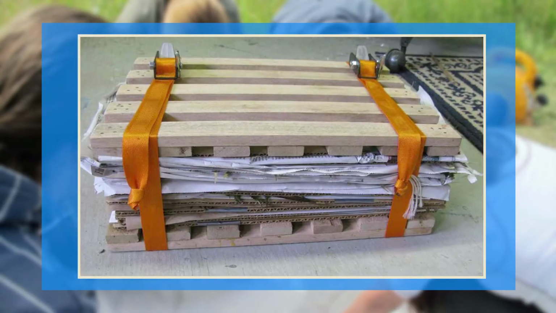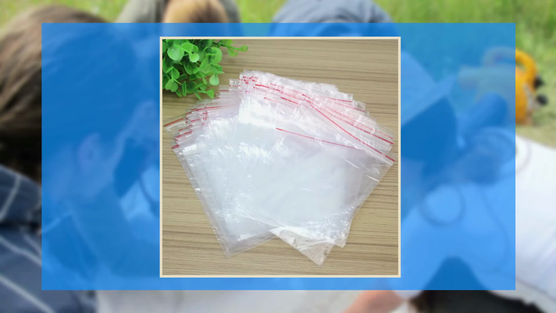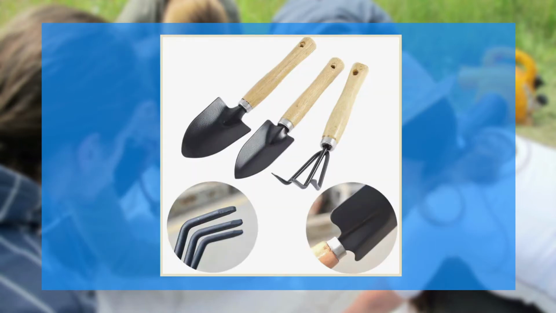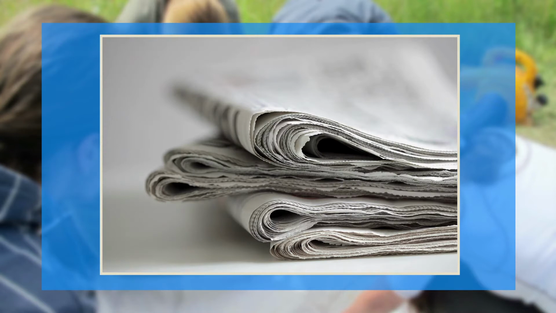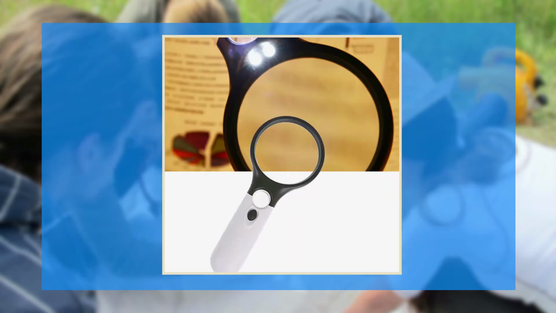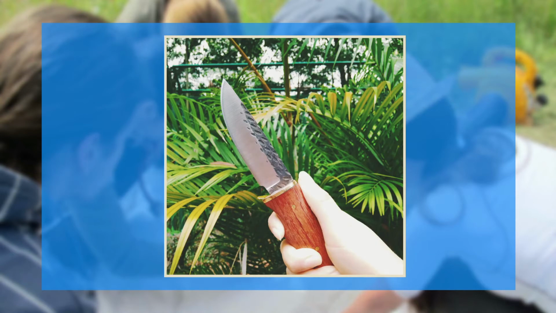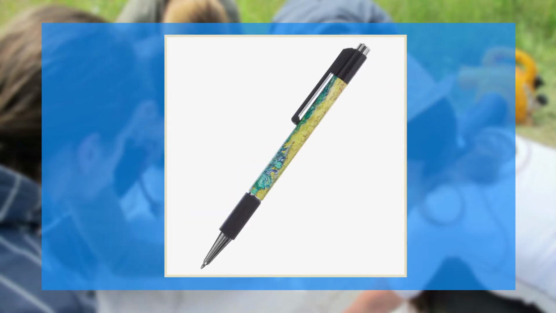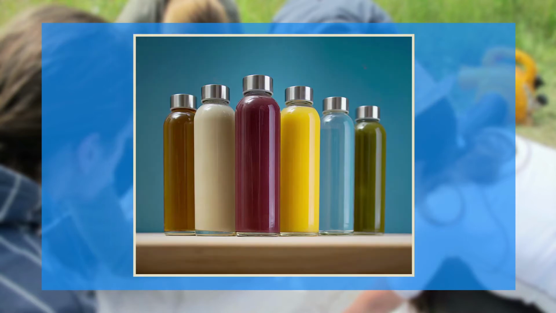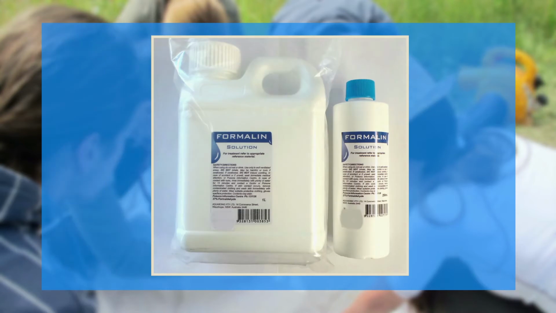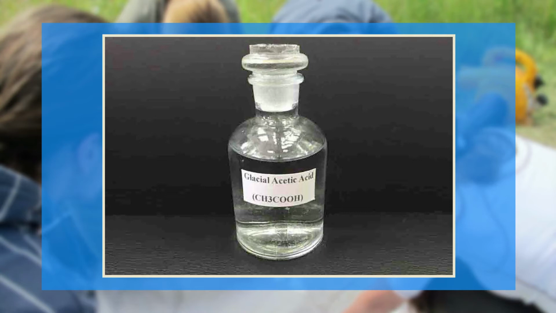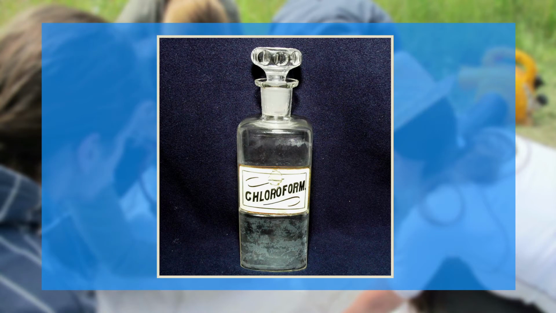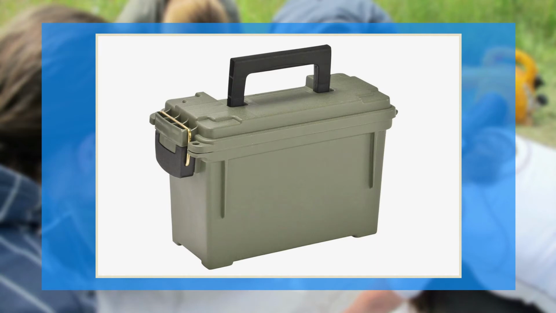The following items are essential in the field for most of the taxonomic work: field notebook, field press, plastic bags, transparent polythene bags, digging tools, pruning shears, newspapers, digital camera, 10x or 20x hand lens, pocket knife, GPS, that is global positioning system, soft leaded pencil, ball pen, plastic or glass bottles, liquid preservatives like formalin, glacial acetic acid, ethyl alcohol, chloroform, storage boxes, etc.